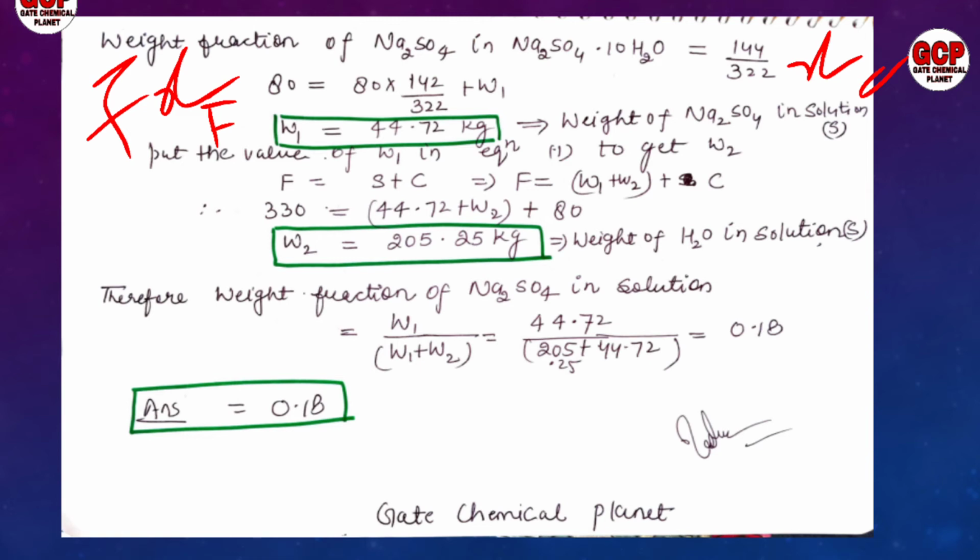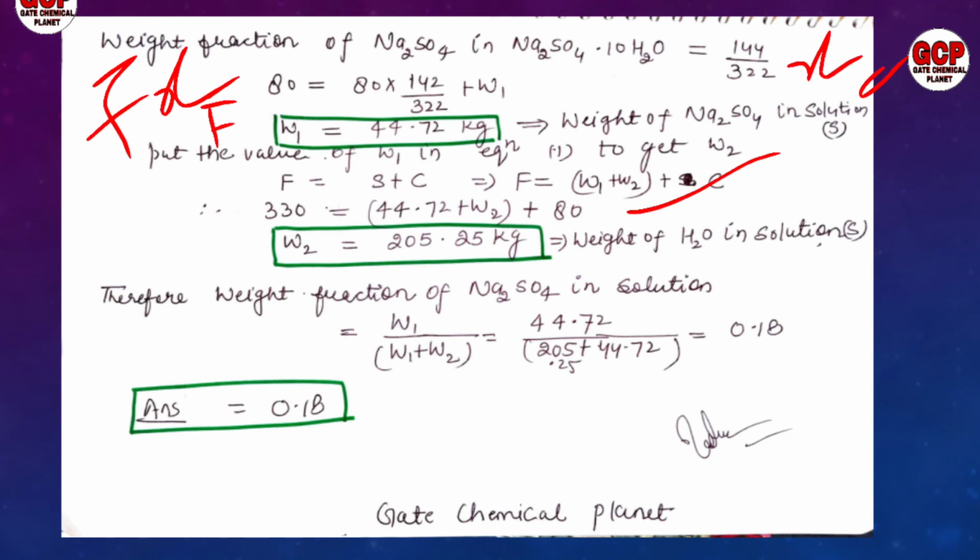So in this way we can find the value of W1, where W1 is the weight of Na2SO4, the weight of salt in the solution. We get W1 equal to 44.72 kilograms. Now put this value of W1 in equation 1 to find the value of W2. In this way I have calculated the value of W2.